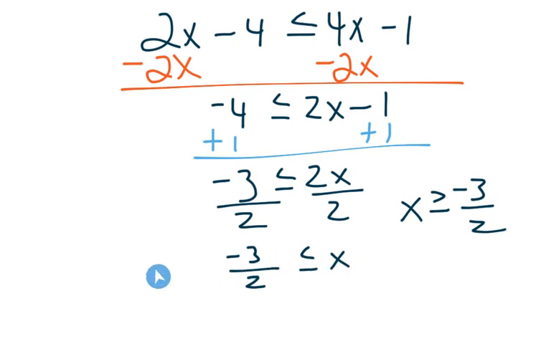So x is greater than negative 3 halves. And then for my graph, greater than or equal to, sorry about that. I'm just going to put the negative 3 halves. Greater than is to the right, and the negative 3 halves is included.